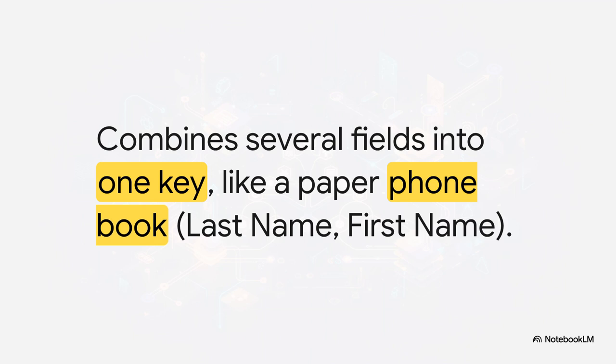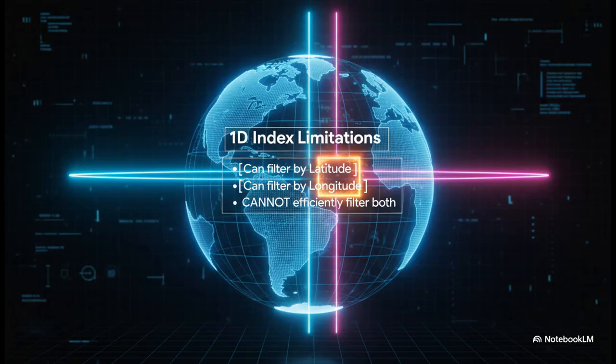Because of how it's sorted, it's absolutely brilliant for finding a last name or a very specific last name-first name combo. But here's the catch. It is completely useless if you only know the first name. The strict order of the concatenation totally dictates how the index can be searched. And let's see how this compounds when we hit geospatial data.